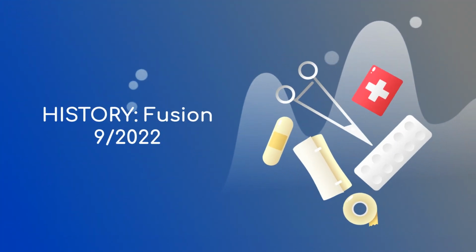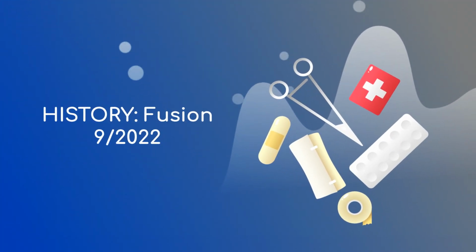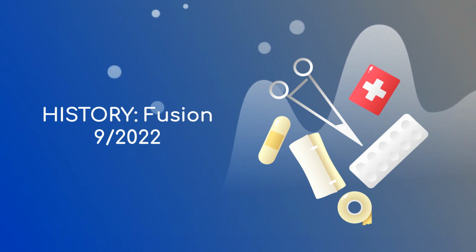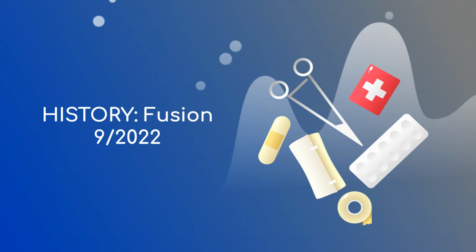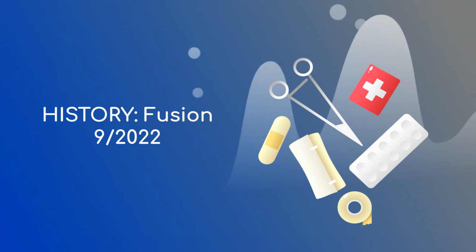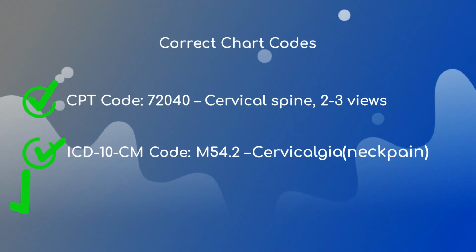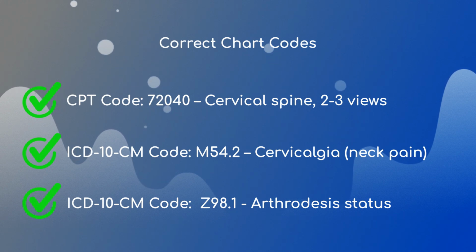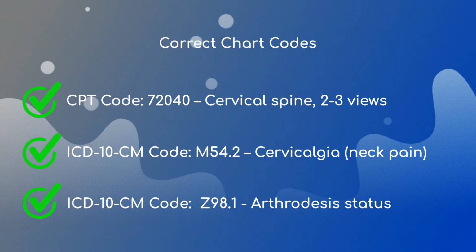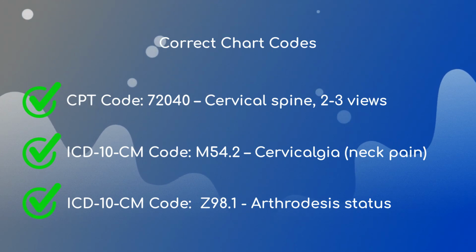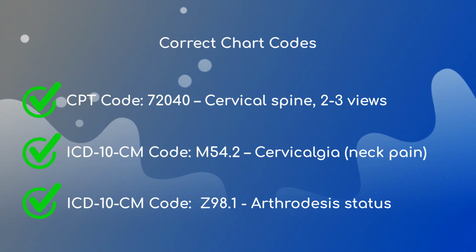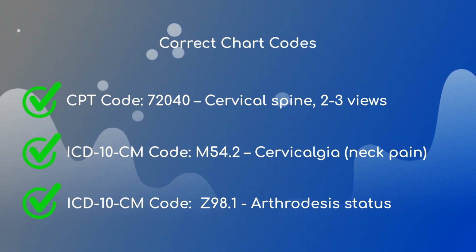Avoid coding any incidental findings like degenerative changes unless the radiologist or provider states that these findings are clinically significant or the reason for the exam. The appropriate diagnosis code should reflect post-surgical status. M43.28, fusion of spine, cervical region: only use if the fusion itself is the primary focus of the visit or documented reason for continued follow-up. Z98.1, arthrodesis status, for documentation of the fusion hardware.